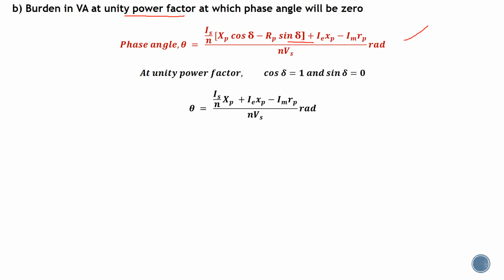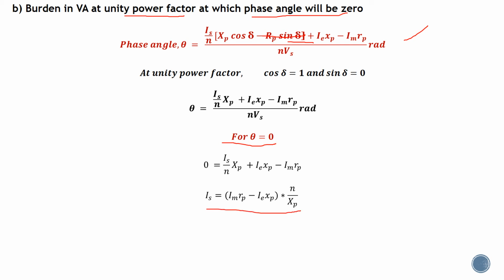The Rp sin theta term is cancelled, cos value is 1, therefore Xp remains here only. Also, it is given that the phase angle will be 0, that means the theta value must be equal to 0. Substituting the same, the equation will get reduced, and from this equation we will calculate the secondary current, substituting the values of Im, Rp, IE, Xp.